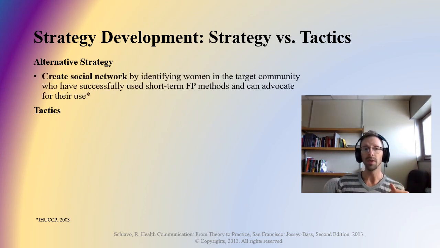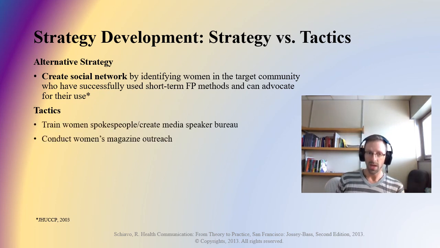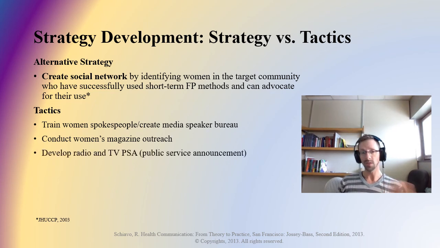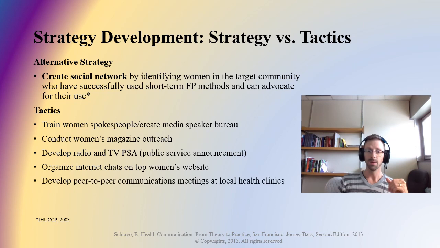So a different strategy would be to focus on developing a social network for these particular women in a target community, and get advocates who can talk about how successful this was for them, right? So training women becomes a tactic, conducting outreach becomes a tactic, developing public service announcements becomes a tactic, organizing internet chats. The tactics are subservient to the strategy. Now, there's always multiple strategies, and it's going to be up to you, based on your research, which strategy you pick that's going to be most useful in the pursuit of these goals.